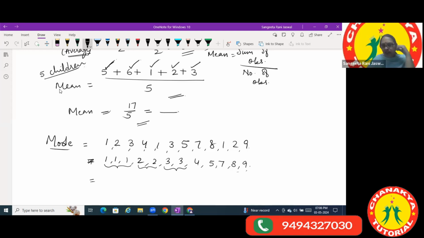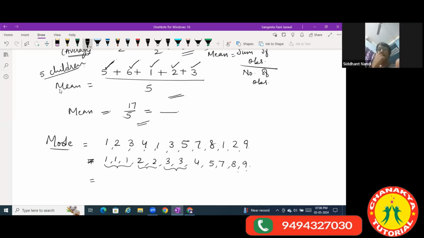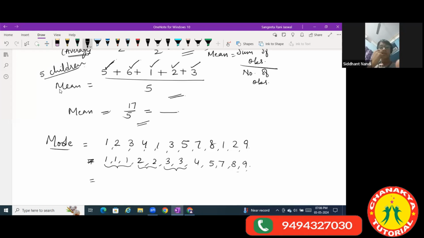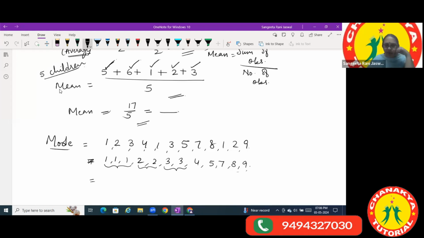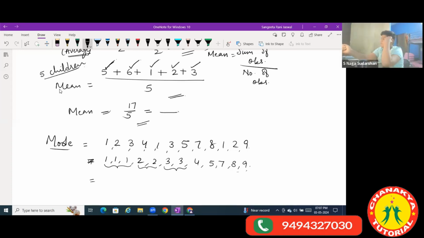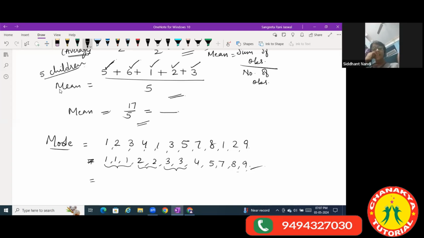Okay, tell me, just read out the numbers, Sudarshan. What are these numbers written? 1, 1, 1, 2, 2, 3, 3, 4, 5, 7, 8, 9. Okay, so which number is occurring with maximum times?